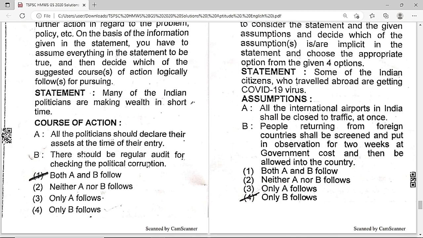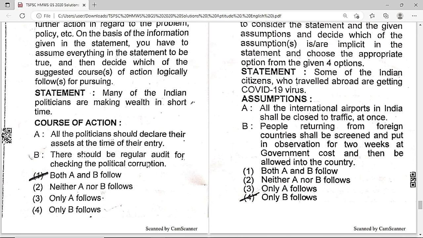the politicians should declare their assets at the time of their entry, and also there should be a regular audit for checking the political corruption. If these two course of actions happen, then definitely we can control the Indian politicians to become very wealthy in a short time. We can overcome them becoming very wealthy. So finally, the statement is many of the Indian politicians are making wealth in short time. What is the course of action that we need to take?